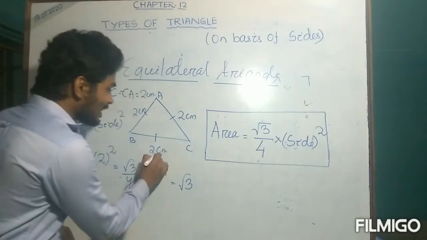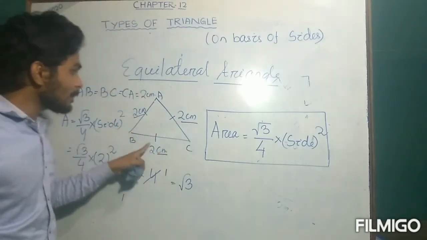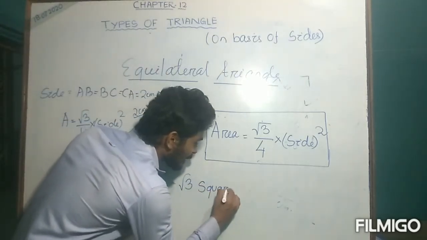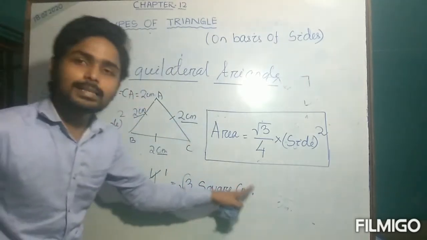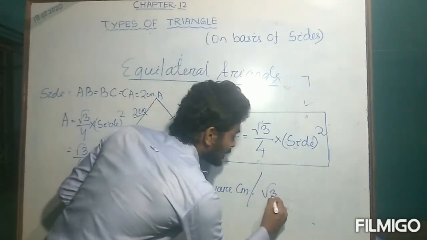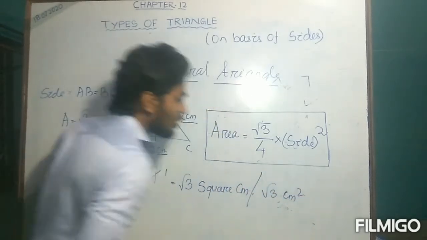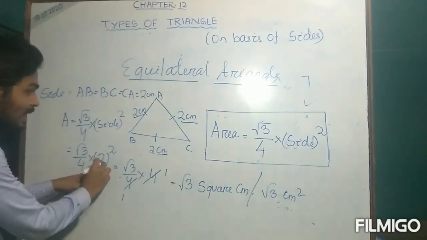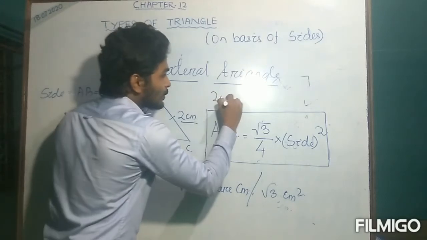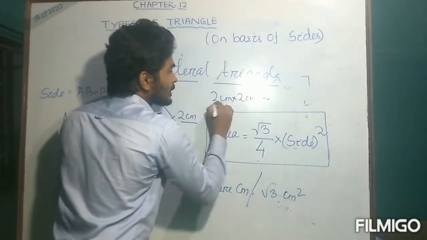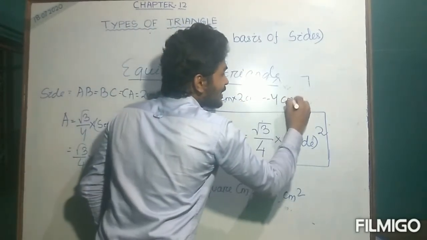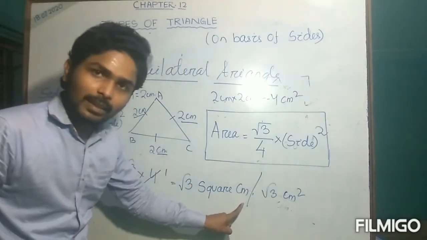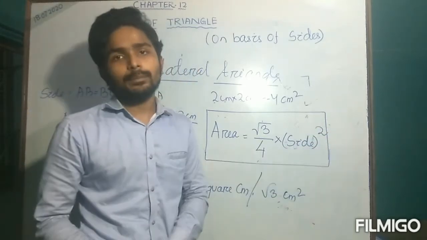Units means since the distance is measured in centimeter, then the area should be measured in square centimeter. You should write root 3 square cm, or you can write it as root 3 cm square. Why is it root 3 cm square? Because here you can see 2 cm is multiplied twice. 2 cm into 2 cm is 2 to the 4, cm into cm is cm square. That is why the unit of an area is square centimeter or centimeter square.